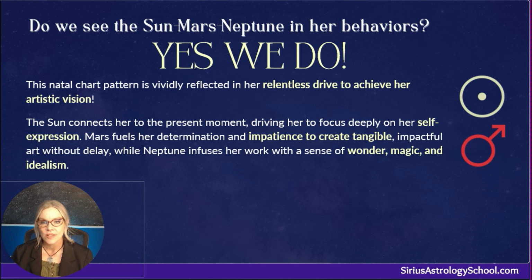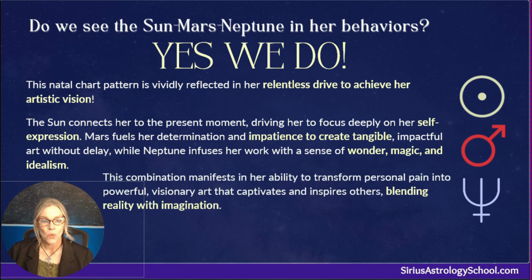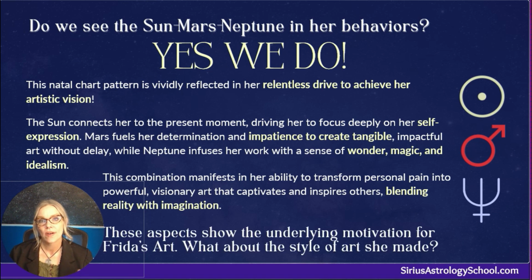The fact that she was also interested in the Mexican Communist Party, that was important and reflected in her art as well. And this is something that she really wanted to do. This brought her magic and wonder. And that was also the Neptune energy. So as she was excited to have the magic and wonder, this combination kind of transformed her personal pain into something powerful, something that's visionary, something that really captivated herself and also captivated people. And she embraced reality within her imagination.